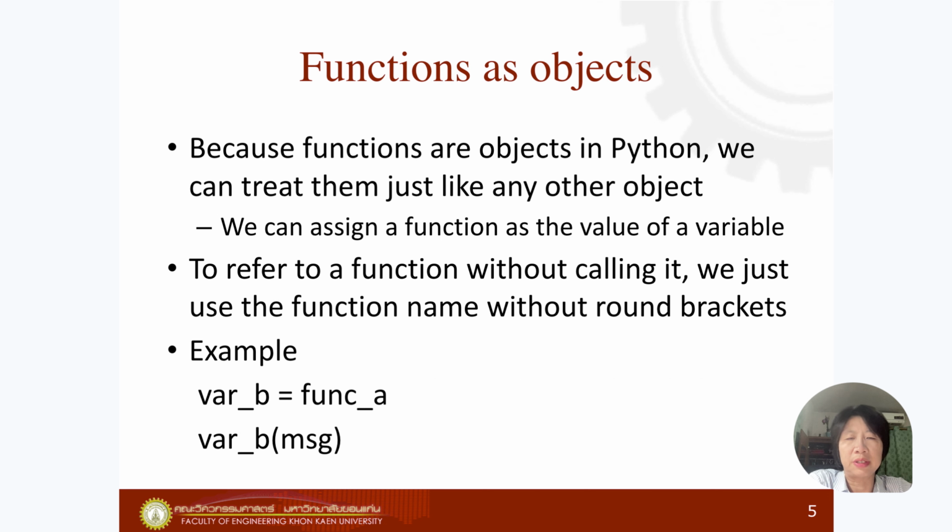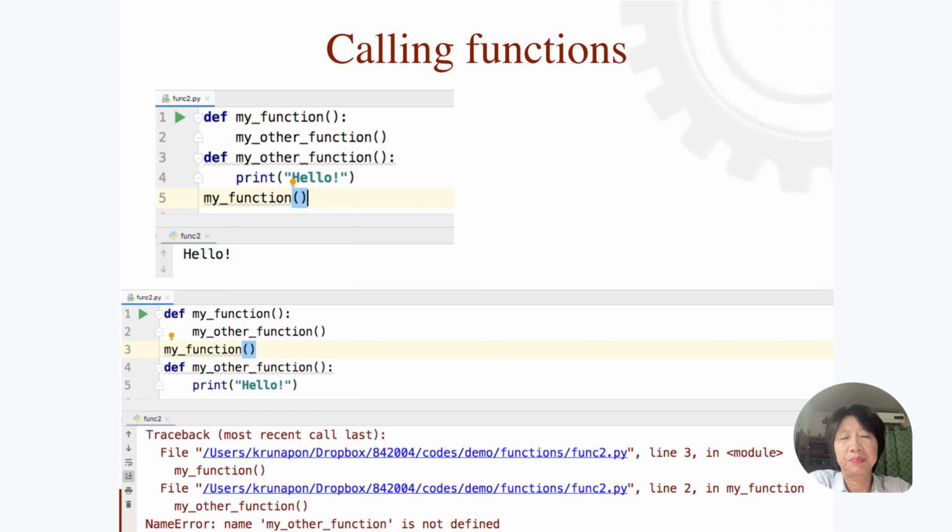Actually, in Python, functions are objects. So we can refer to a function without calling it. We just use the function name without round brackets. So here, for example, we say var b equal to func a, and then we can call func a through var b.